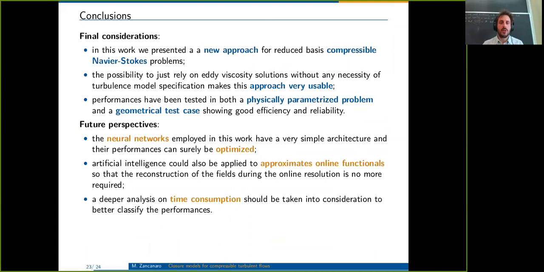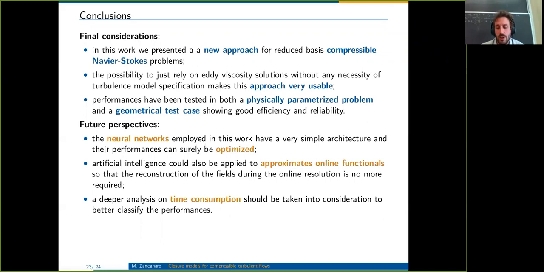So, a few considerations. I tried to show you an approach for parameterized compressible Navier-Stokes problems, and I tried to convince you that this approach is very usable and versatile, by showing you two different test cases, a physical parameterized one and a geometrical one. But still there are some points that have to be optimized. The neural network can be improved, in the sense that, as I showed you, it is a very simple one, and maybe it can be modified to work in an even better way.